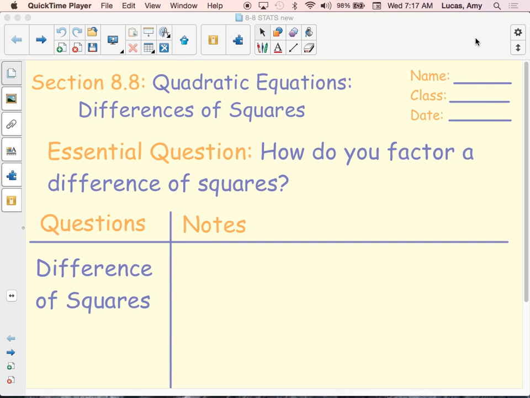Lesson 8.8, Quadratic Equations, Differences of Squares. Our essential question is, how do you factor a difference of squares? We have one new vocabulary today. It's also difference of squares.